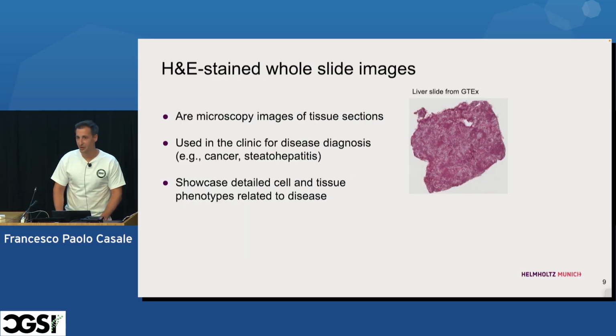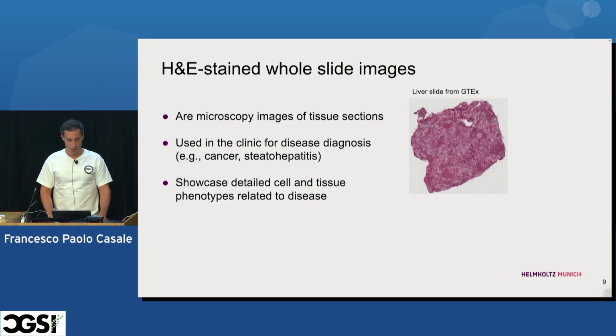So let me start telling you about the modality we work with. So here it's H&E stained whole-slide images. These are microscopy images of tissue sections. They are commonly used in the clinic to diagnose cancer and also liver inflammation, chronic inflammation, steatohepatitis. And they do showcase a lot of cellular and tissue level phenotypes.